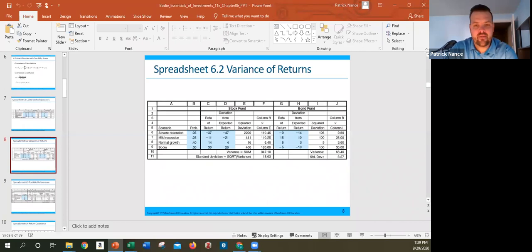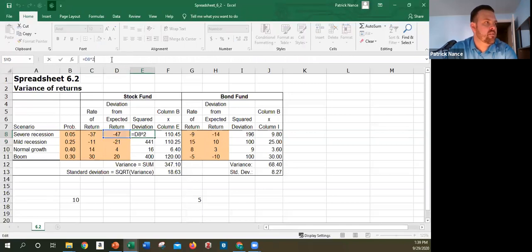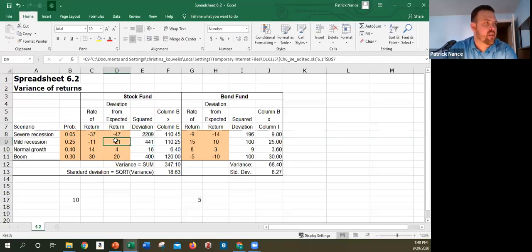Similarly, I have this spreadsheet pulled up, 6.2, where again, these are numbers that they just put in. And then our standard deviation is the square of the expected deviation from return. I did that for all these. I square the deviation from expected return.